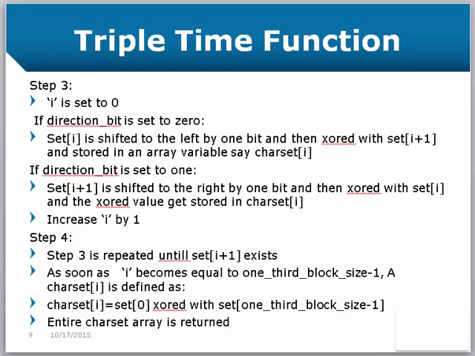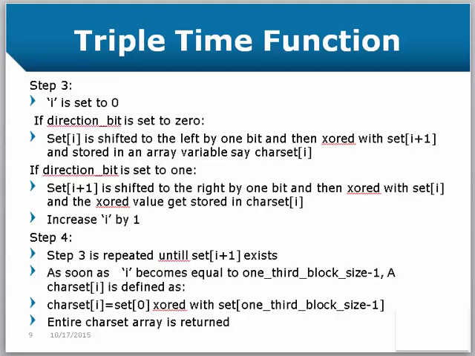If the direction bit is set to 1, then the same operation is done in a reverse manner, that is, set I plus 1 is shifted to the right by 1 bit and then stored with set I, and the stored value gets stored in character set I. Now increase I by 1. Now here comes step 4. Step 3 is repeated until set I plus 1 exists.